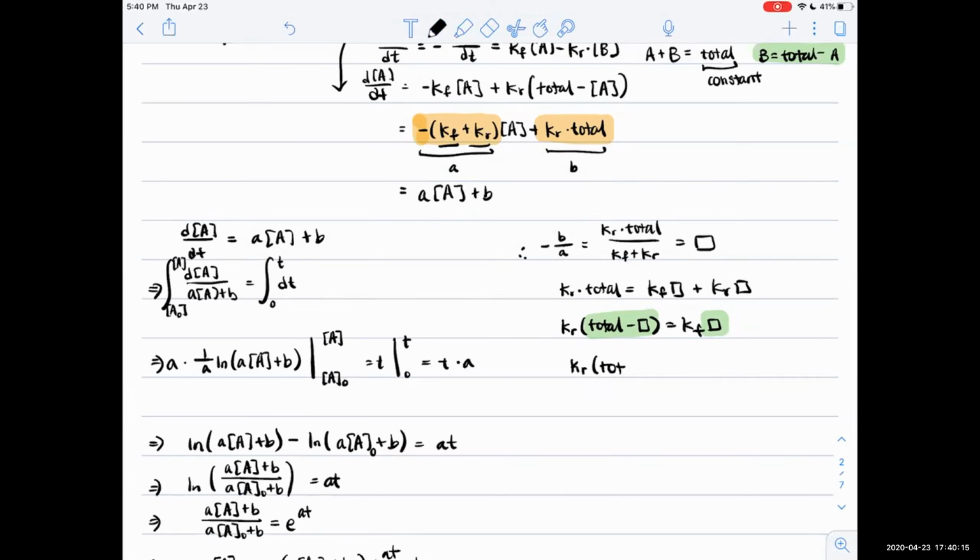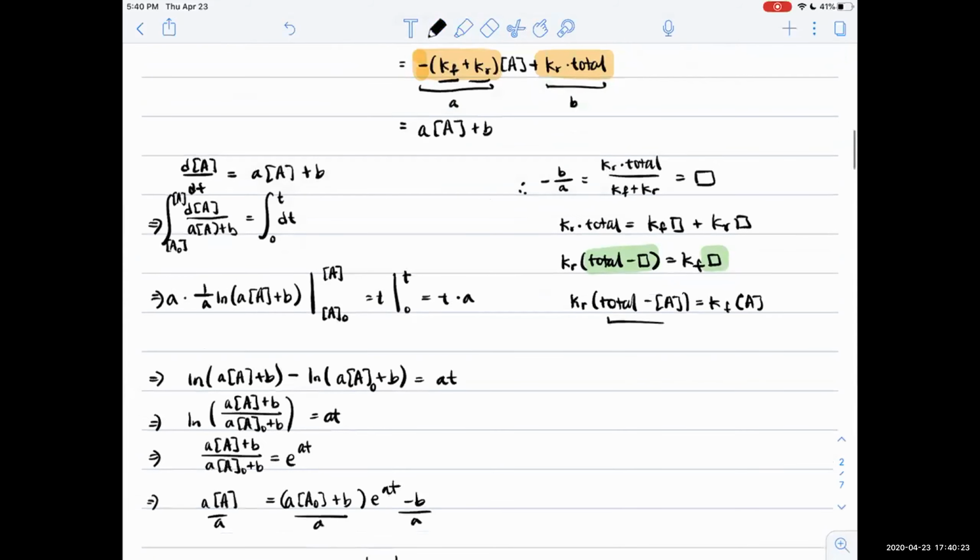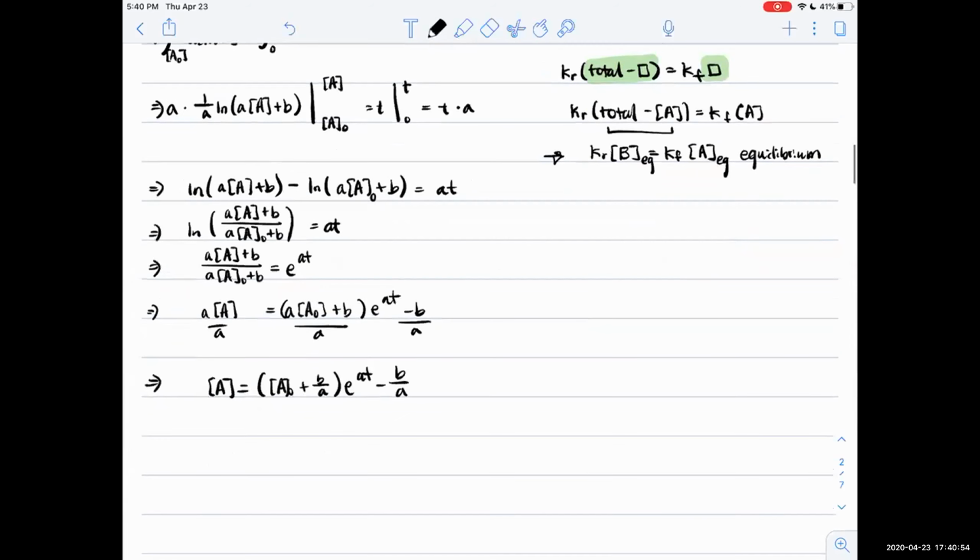The KR is total minus the concentration of A is K forward of concentration of A. And then basically this one is equivalent to KR concentration of B equals K forward concentration of A. And then this equation here is only satisfied when we are at equilibrium. So which means that those concentration of B and concentration of A have to be the concentration at equilibrium. So therefore we know that the rectangle here is going to be concentration of A at the equilibrium stage.